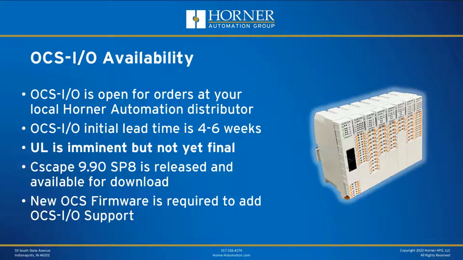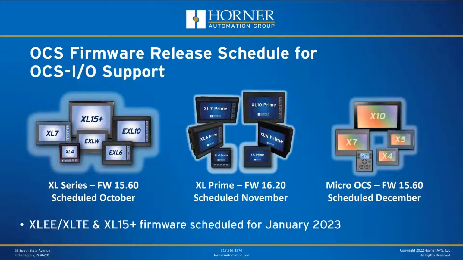Now, from a Cscape standpoint, I've already mentioned that the version of Cscape you need is already available and ready to go. But you will need new OCS firmware for your OCS model, depending on which model you use. That may take sooner or later to occur. So if we take a look at the firmware release schedule, and this is probably the biggest limiting factor so far, besides waiting on UL a little bit, in terms of getting OCS-IO out to a lot of different people. If you're an XL series user, look out for firmware version 15.6, which is scheduled for later this month.